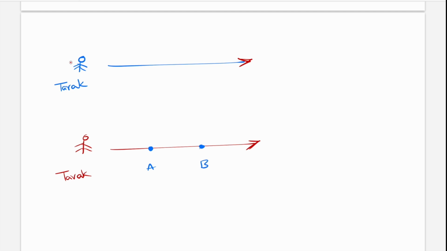Say Tarak wants to move from his home, and it shows the direction. This is called a vector. It shows the direction from where I have to go, from home where I have to go. It shows the direction. This is called a vector, and it starts from the origin.